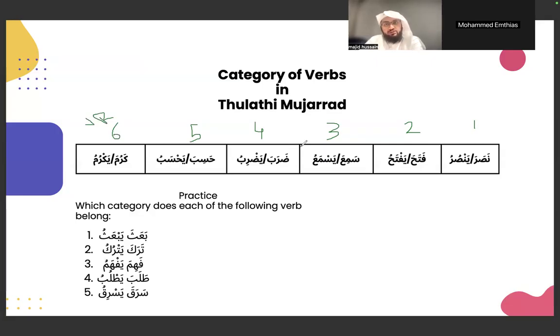Majority of the words from Thulathi Mujarrad, the ulama have segregated all the Thulathi Mujarrad verbs into 6 different categories, and each verb has its own category. How do we say Thulathi Mujarrad past tense? When we say the past tense, we also have to say the present tense of it together. For example, here, Nasara, I will have to say together, Yansuru, to help me understand which category of bab it is from. This is the way or the style of how Thulathi Mujarrad verbs work.